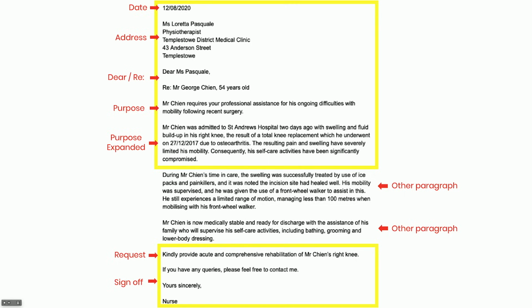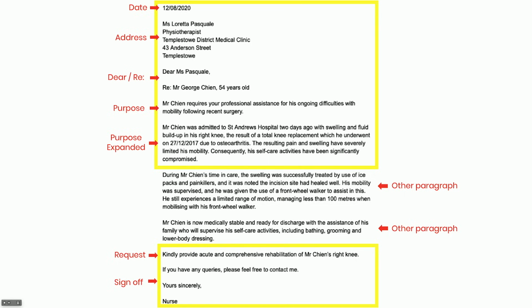Below that, you can see Dear Miss Pasquale. And below that, you can see regarding patient's name and patient's age. Again, this is formulaic. This is part of the template which you can memorize. Okay, in the next section, you have purpose and purpose expanded. And while this always goes here, that is, it's part of the structure, this particular sentence or the particular paragraph, you need to be flexible. So while you can remember the structure of this, you need to be flexible in the way that you write it because it's according to the case notes and you can't memorize those, obviously.